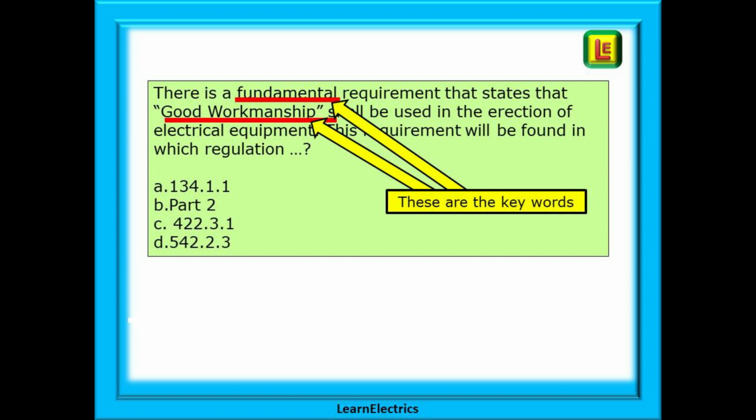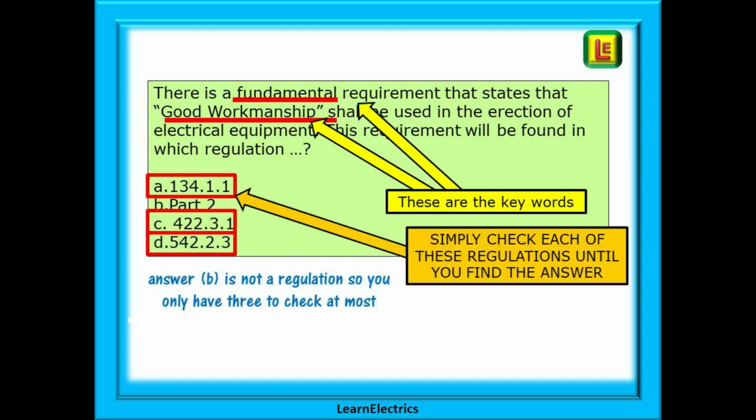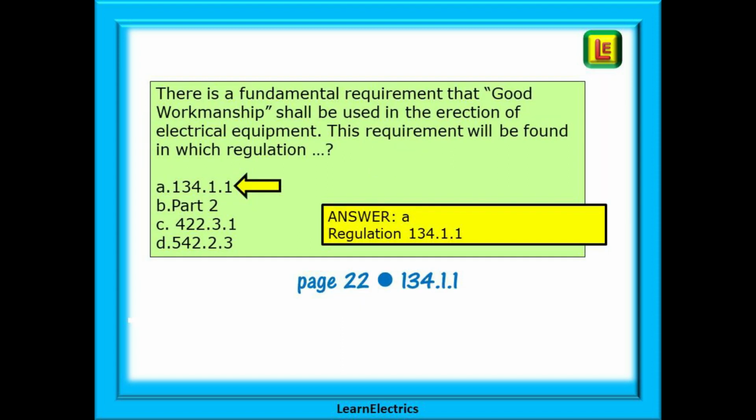The answer is one of the regulations listed. For this type of question, just go to each regulation in turn and see if the words fundamental and good workmanship appear. And sure enough, in regulation 134.1.1 are the keywords that we need. In the actual exam, stop at this point. There is no need to check the other answers. You will just be wasting time. Tick answer A and move on to the next exam question.